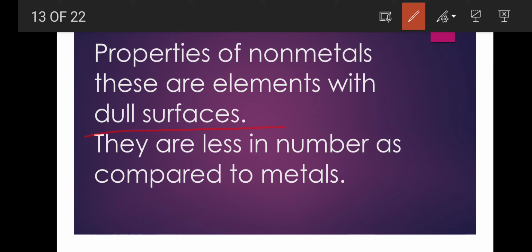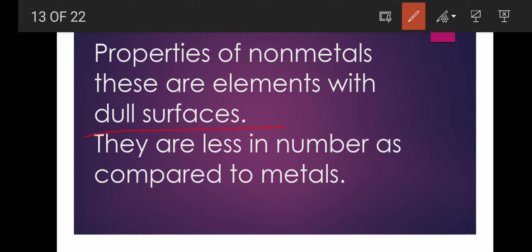Clear? The exception is there: iodine and carbon, in the form of diamond and graphite. Iodine and carbon in the form of what? Diamond and graphite. They shine. Clear? So iodine also shines, carbon also shines, but not all forms of carbon. Which form of carbon? Yes, diamond and graphite.